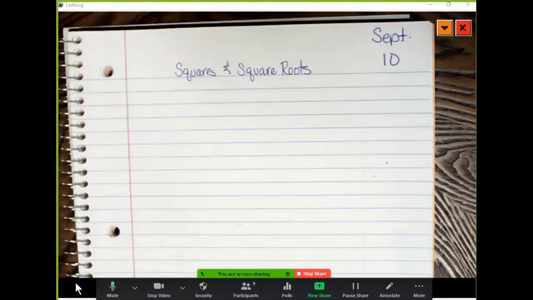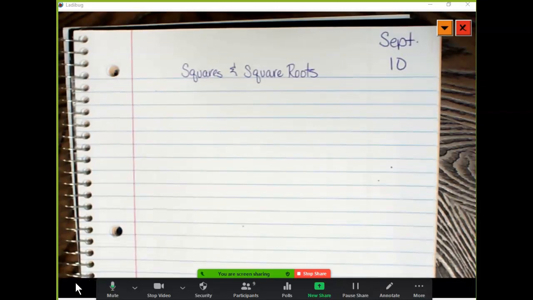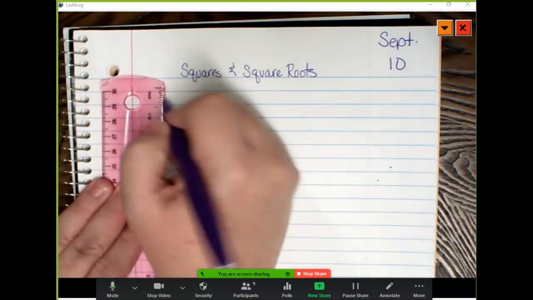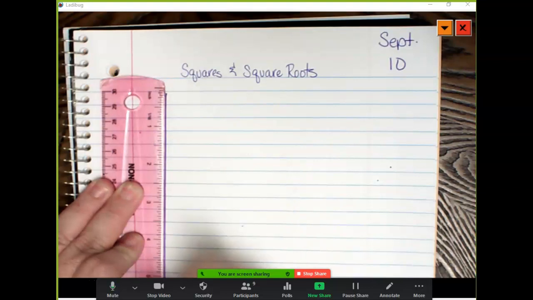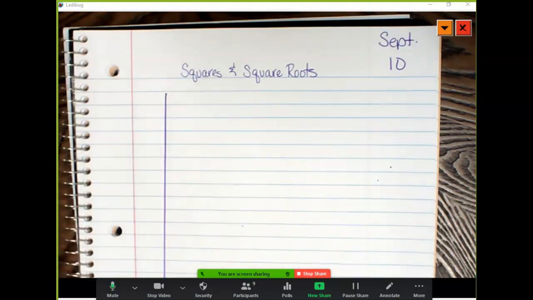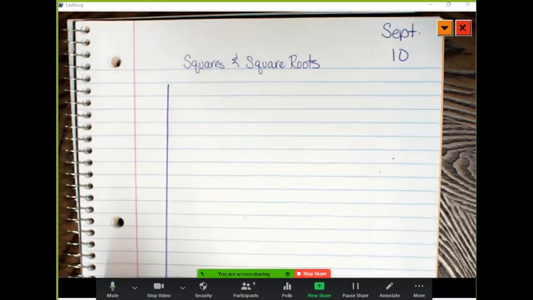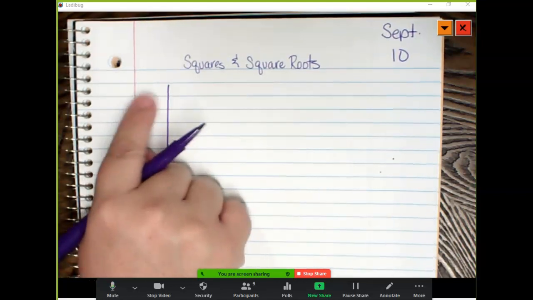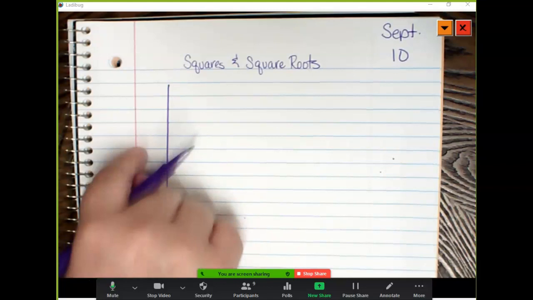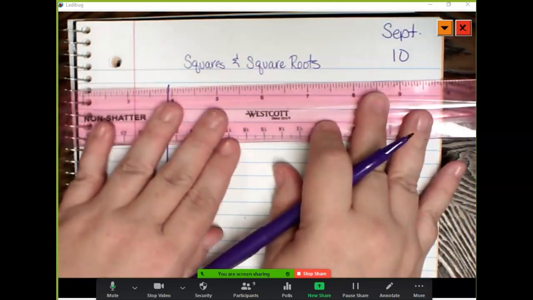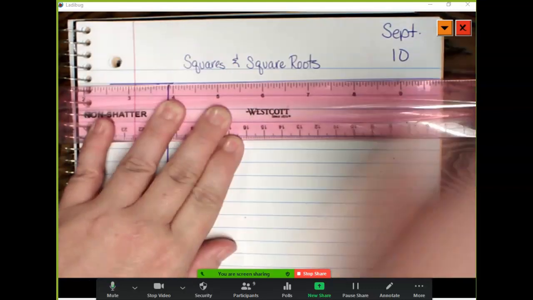Okay, so we're going to be talking about squares and square roots. When I set up my notes, it's what's called Cornell style. In Cornell notes, you have this margin, and I just drew a straight line all the way down my page. I need more room than just this little red line, so I make my margin a little bit bigger. Every day you're going to see me setting up my notes like this.